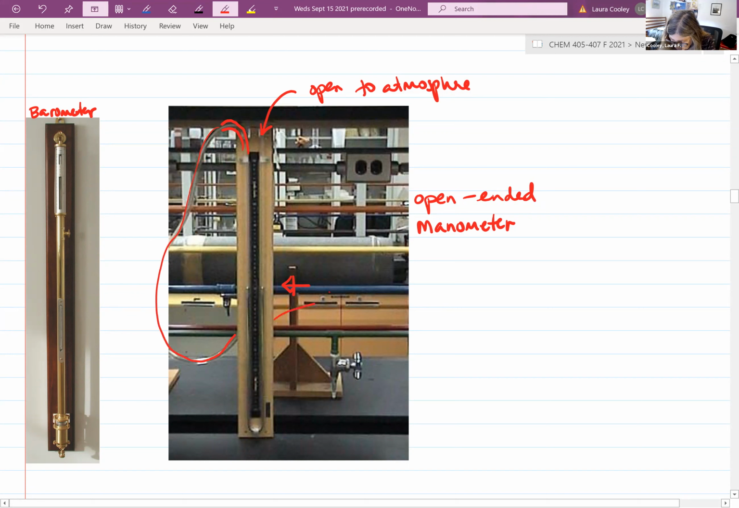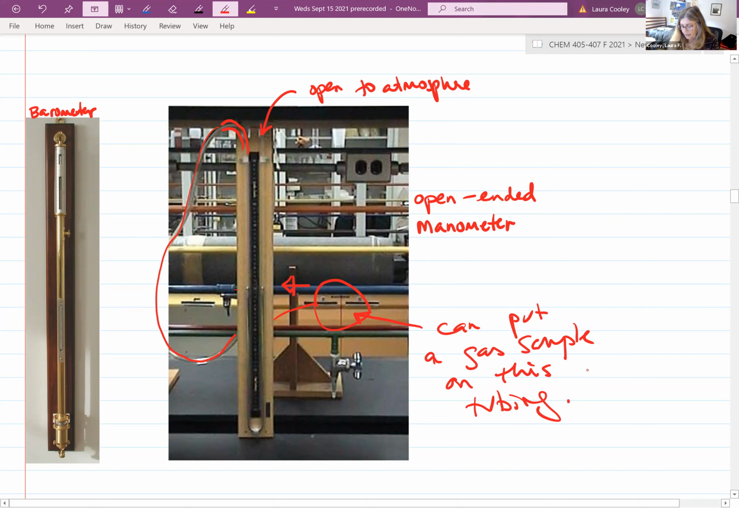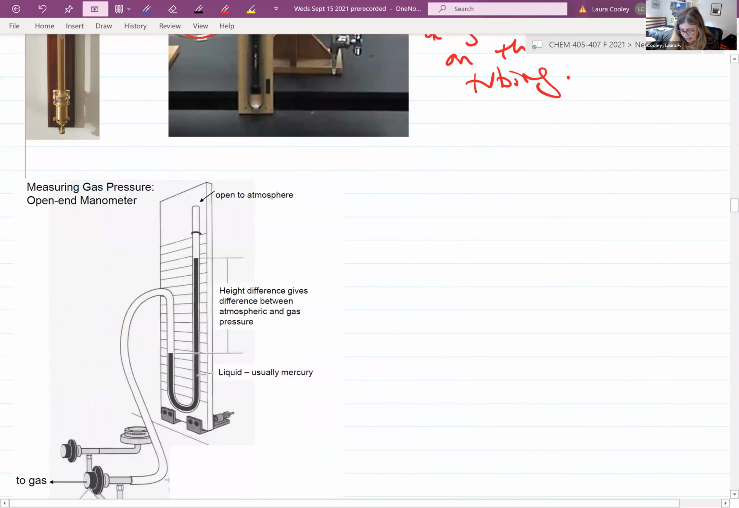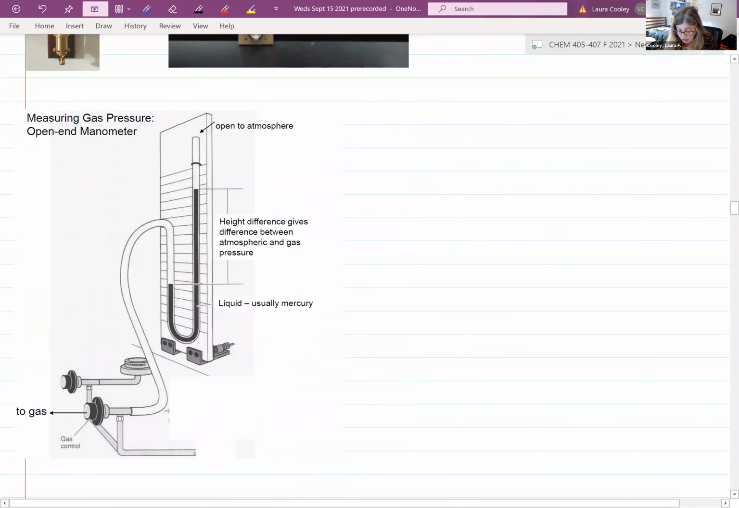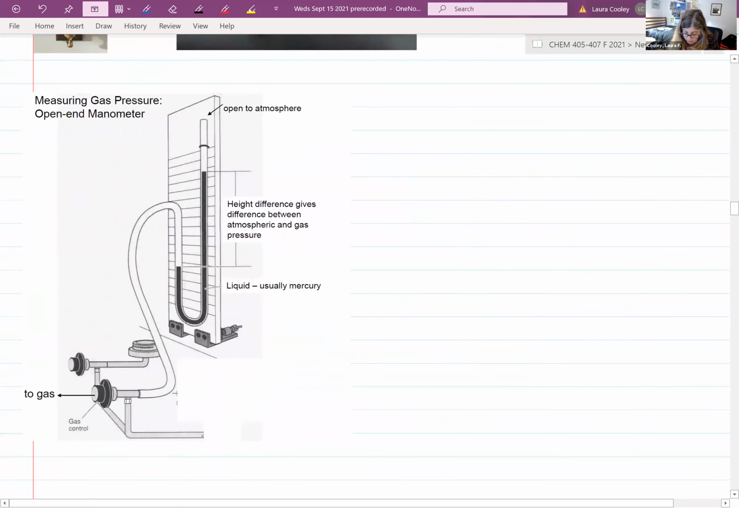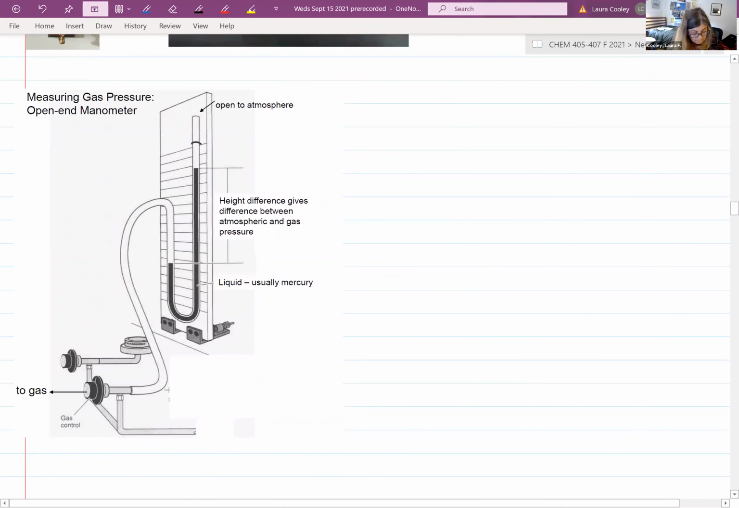Probably right now the tube is open to the atmosphere because these levels are the same, but you could put a flask on here and put a gas sample on this piece of tubing. I have a nice schematic of it here. This is an open-ended manometer, and this valve here would lead to a gas sample.